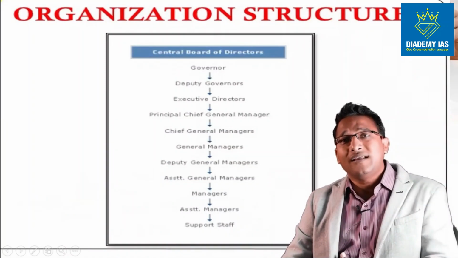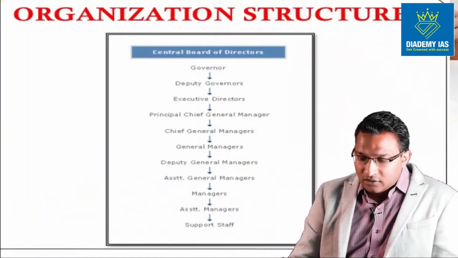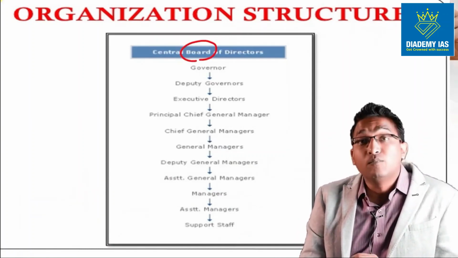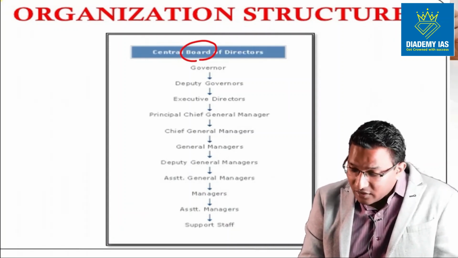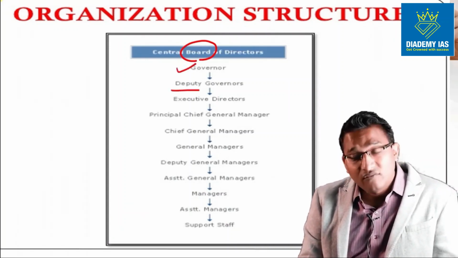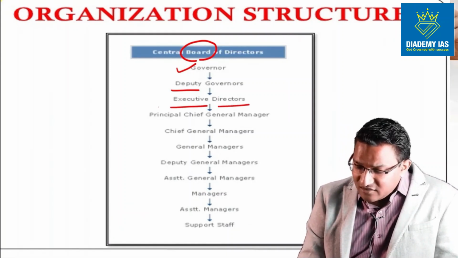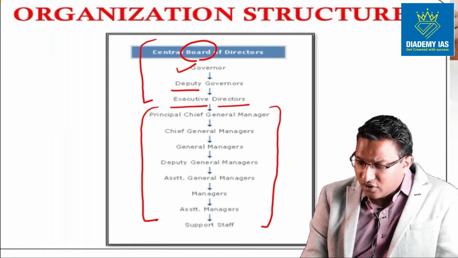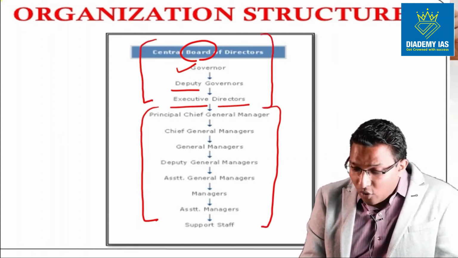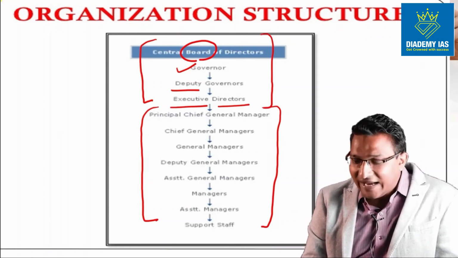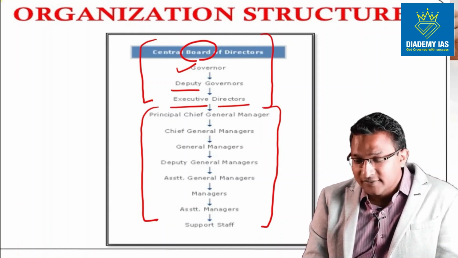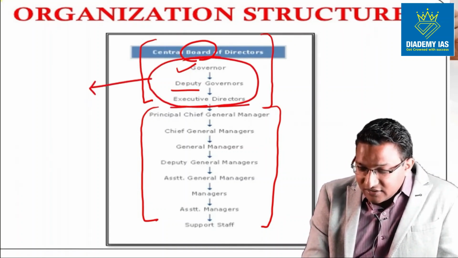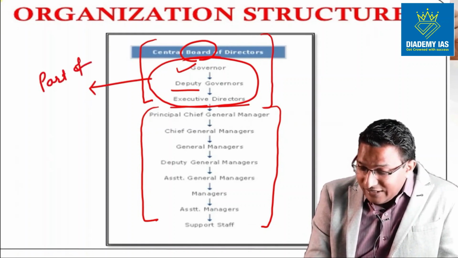Now coming to the organizational structure of the RBI. In the organizational structure, the topmost authority is the Central Board of Directors. Below that we have the governor, then the deputy governor, then the executive director, and so on. This hierarchy goes on, right? So you can just keep in mind the top hierarchy: the central board, then the governor, then the deputy governor, and the executive director. And for your information, these three, the governor, the deputy governors, and one of the executive directors, are also part of the monetary policy committee.